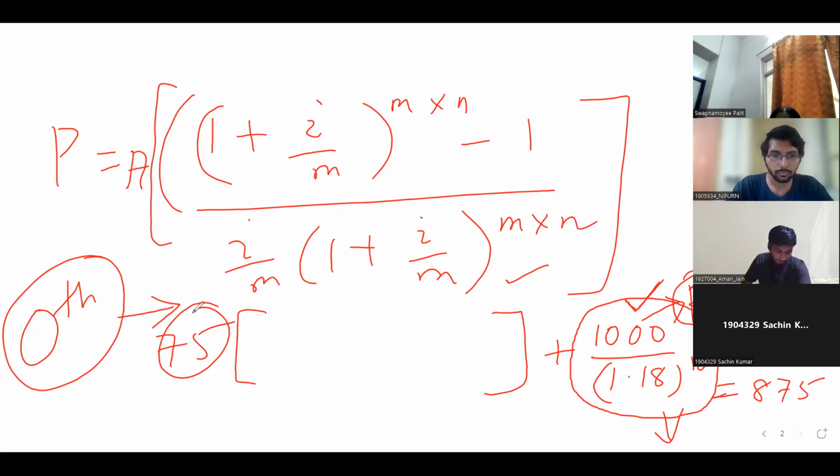मैम 875 पे है. 875. Okay, we'll check it. देख लोगे फिर, ठीक है? We'll go to the second one.